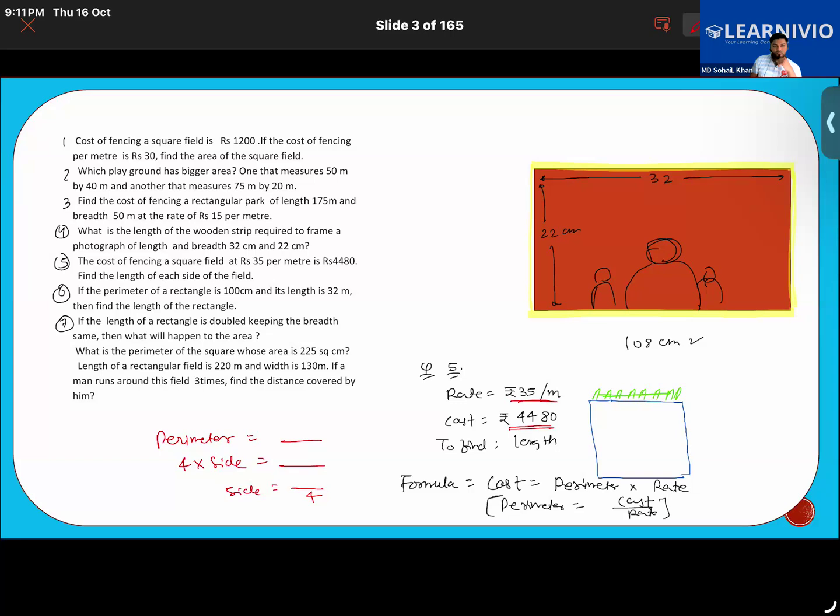98. Is it divisible? 35 twos are 70, 35 threes are 105, not divisible. So we will take 35 twos are 70, right? Continue with 2: 35 twos are 70, and subtract 70 from 98. I'm getting 28.